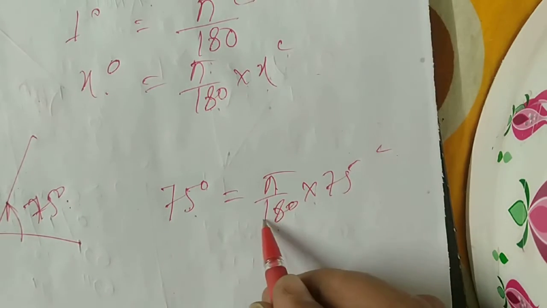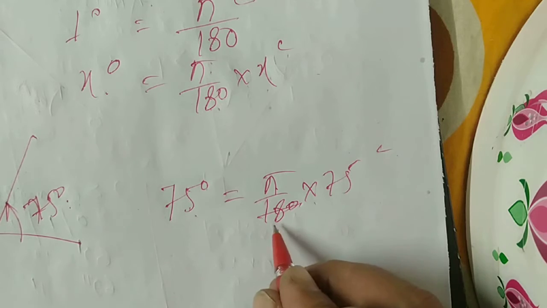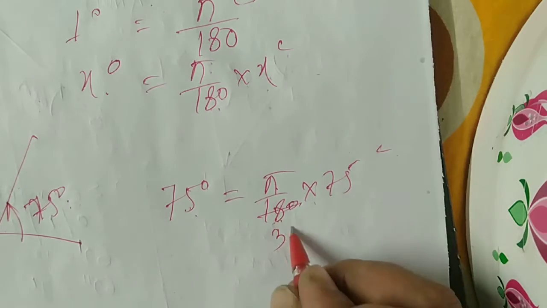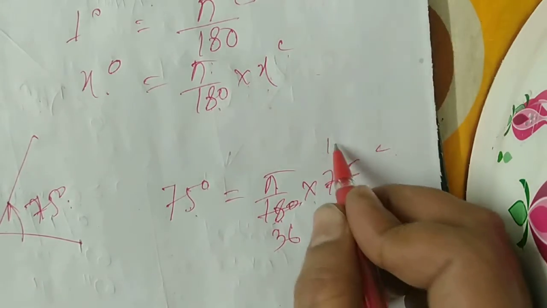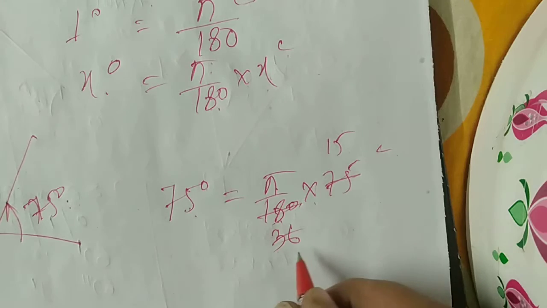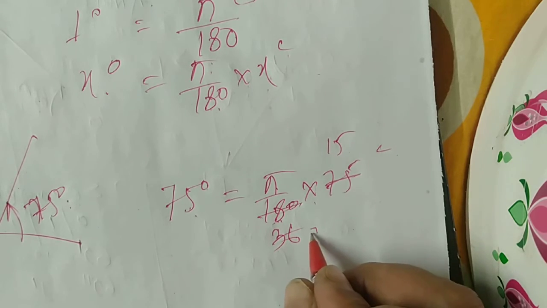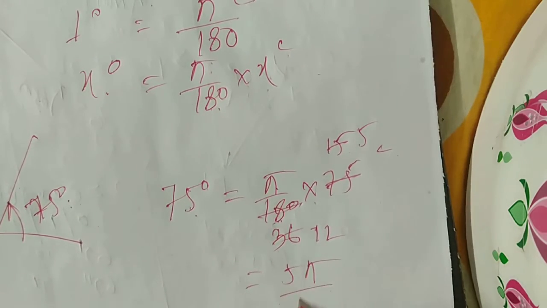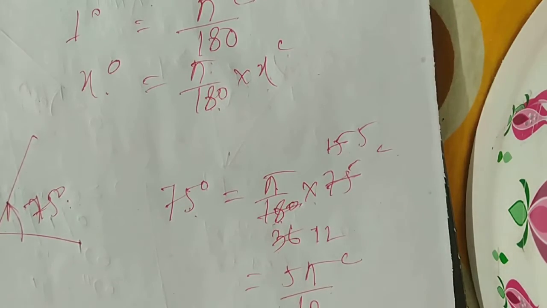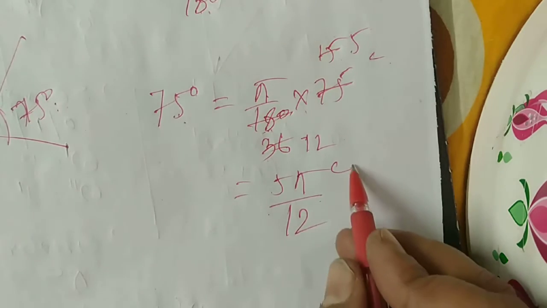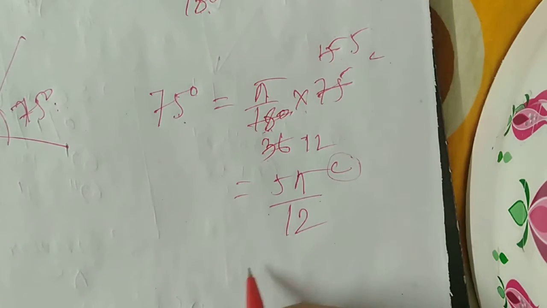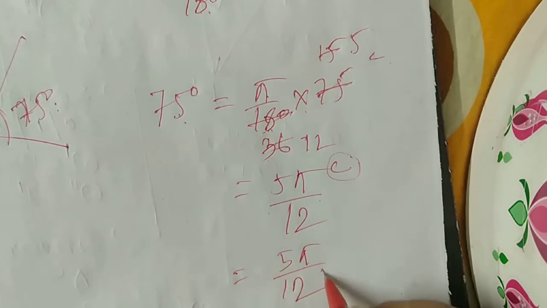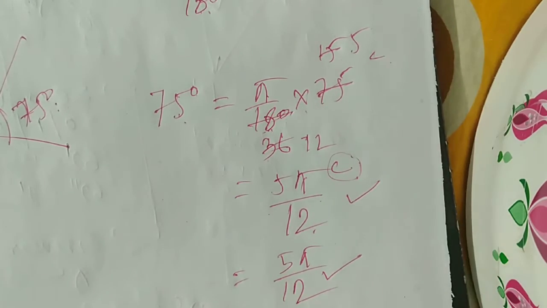Then 5 3s are 15, 5 15s are 75, and next 3 12s are 36, that is 3 5s are 15. So this equals 5 pi by 12 radian. The word radian is optional, you can write 5 pi by 12, this is also right, and 5 pi by 12 radian is also right.